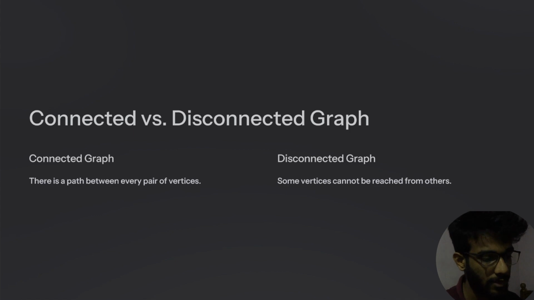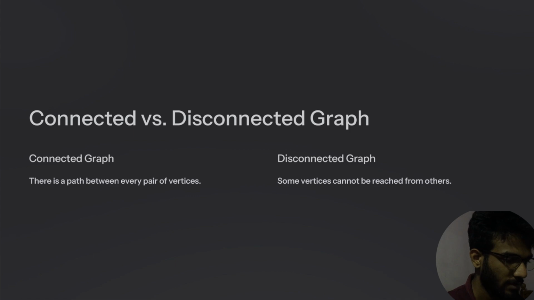So the next thing we're going to talk about is connected graphs and disconnected graphs. Some graphs are connected and some are not. In connected graphs, every pair of vertices has a path between them. In disconnected graphs, some vertices cannot be reached from others. Imagine a social network where some people just aren't connected. It's basically a disconnected graph.